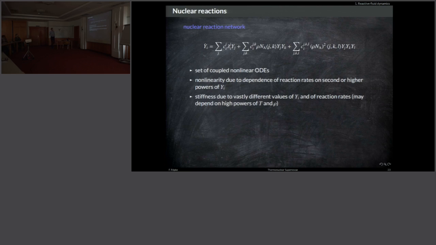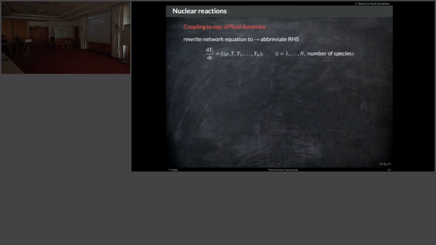So reaction rates, as we will also discuss later on in more detail, for some cases in our situation of thermonuclear supernova explosions, depend on very high powers of temperature, for instance. The nonlinearity of this set of equations, of course, makes an analytic solution virtually impossible, and therefore one has to solve them numerically. So how do we couple these changes due to nuclear reactions to our fluid dynamics system?